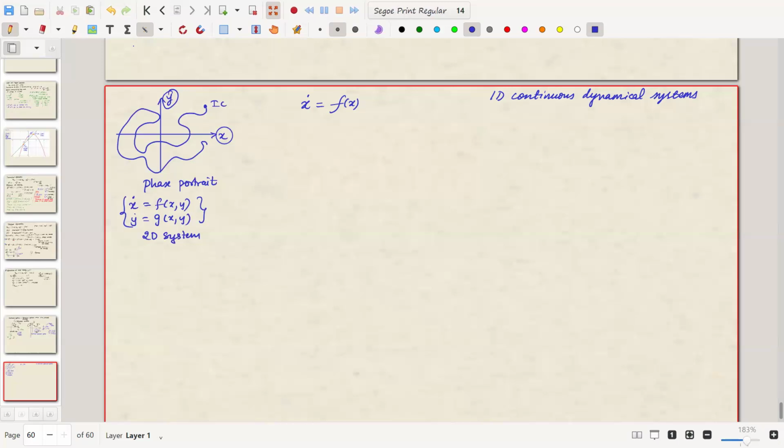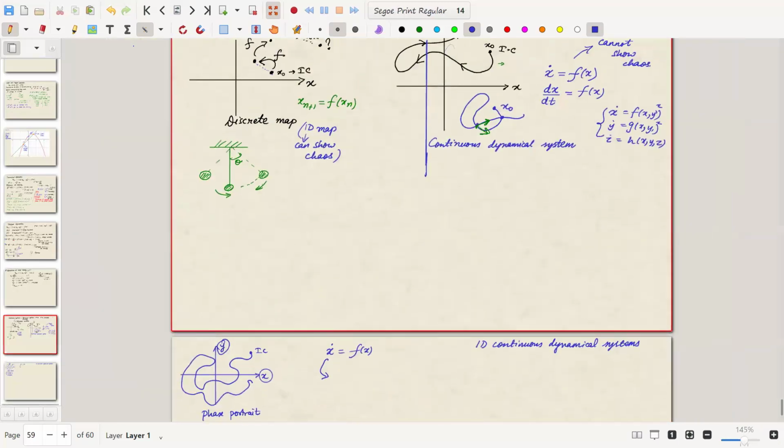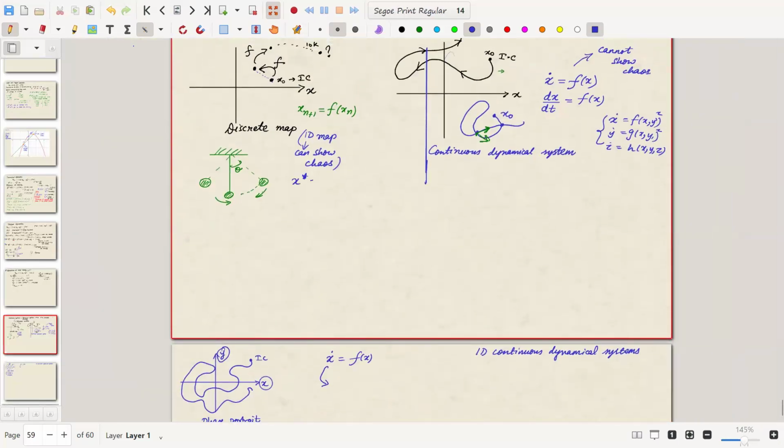Now I'll ask you, what is here? Instead of the terminology fixed point, we will change it to equilibrium point. For maps, we were calling the point x star, which satisfies x star equals f of x star, a fixed point. X star is a fixed point of the map. But if you see x dot equals f of x, here, that same fixed point concept, we will call it an equilibrium point.